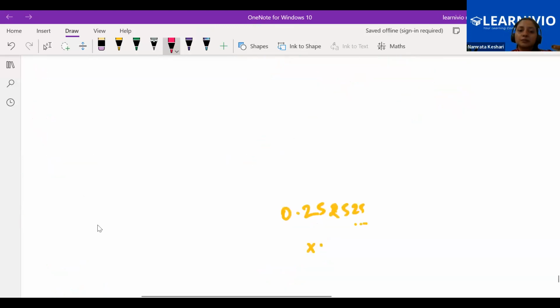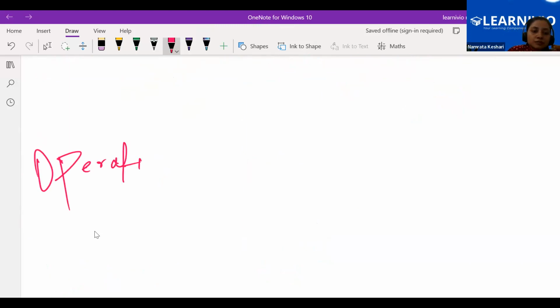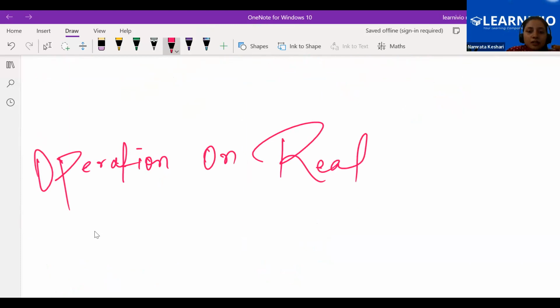Operation on real number. Real number means we know how to do the operation of a decimal number. 0.5 plus 0.25, how to add it. Maybe class 6, class 7 we have learned it in decimal chapter, that 0.5 plus 0.25 को add कैसे करते हैं, that's we have already learned in the previous class.